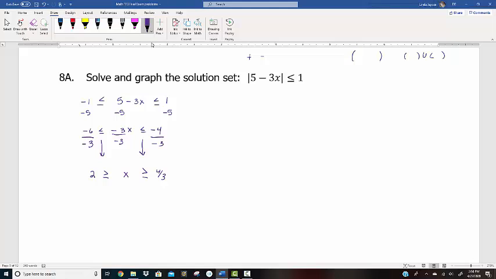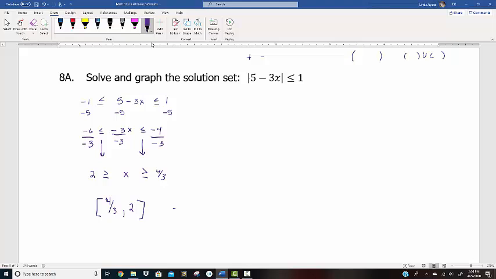Now when you go to put this into interval notation, because this is an equal to, there'll be square brackets. 4 divided by 3 is 1 1/3, which is less than 2. It is a smaller number. So you're going to make sure that the 4/3 is on the left side because that's the smaller number, and it goes up to the 2.